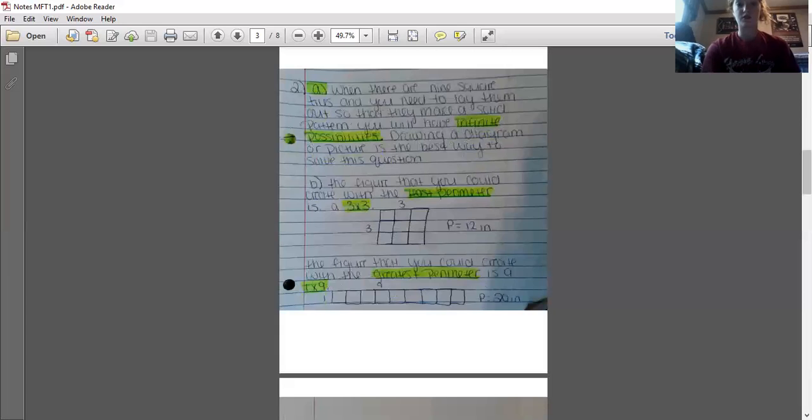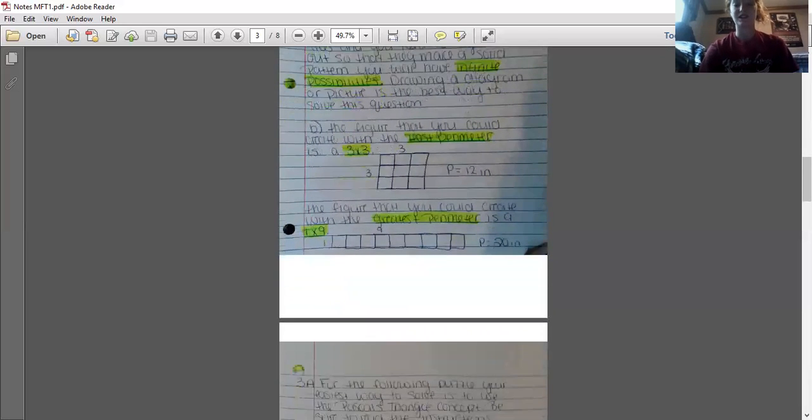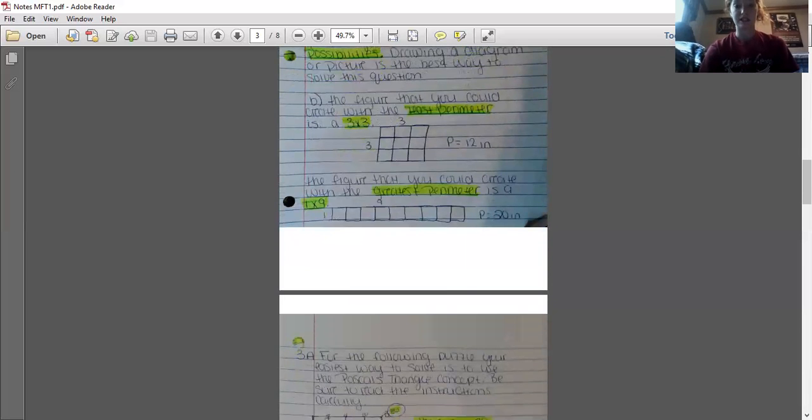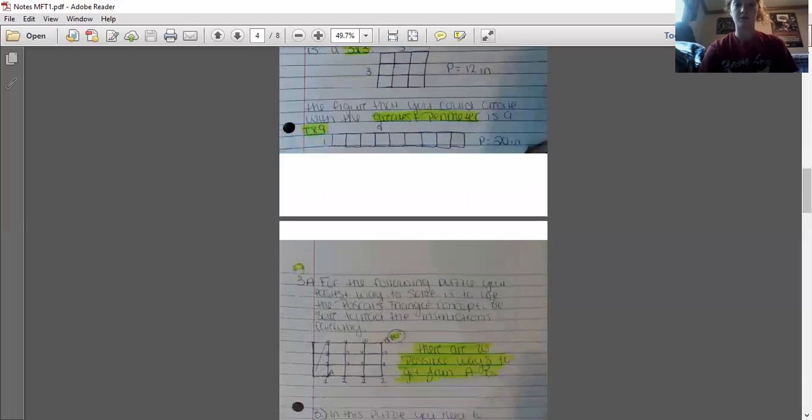You see I drew the diagram here as if a 3 by 3, the perimeter would end up equaling 12. The figure that you could create with the greatest perimeter is 9, and that was a 1 by 9. The perimeter equals 20.